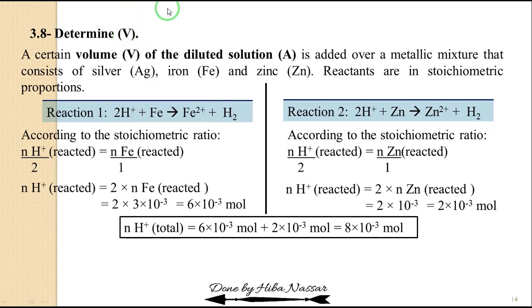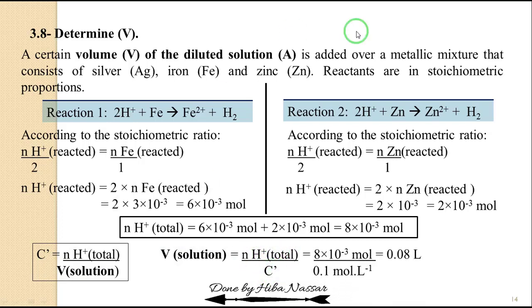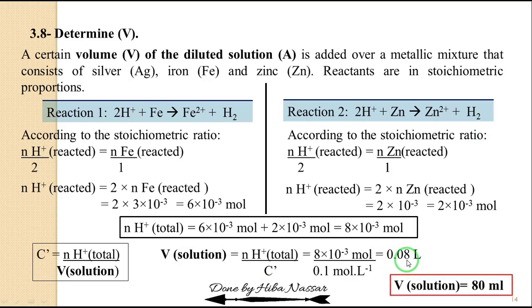the molar concentration for the diluted solution. It's equal to 0.1 mole per liter. It's given for you. So here the molar concentration is equal to the total number of mole for H plus ions divided by the volume for this solution, and you will get that the volume of this solution is equal to the number of mole over the molar concentration. It will be equal to 0.08 liter. So capital letter V is equal to 0.08 liter, or we can say that it's equal to 80 milliliter.